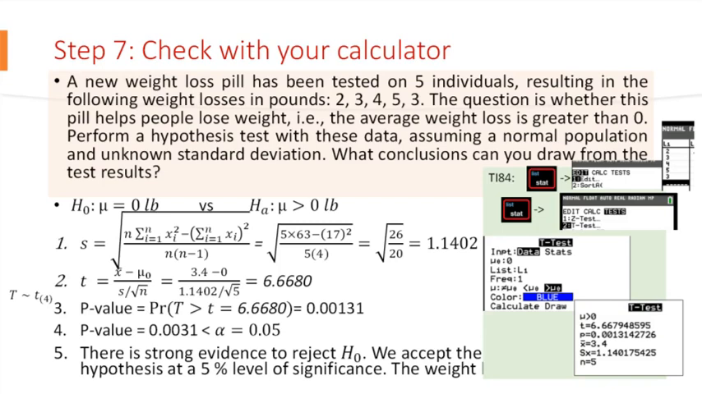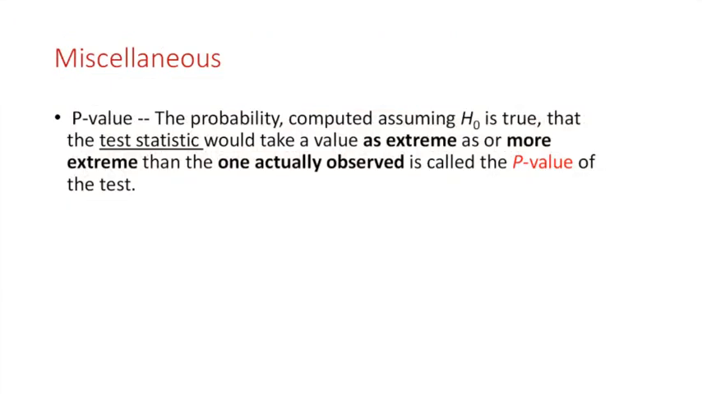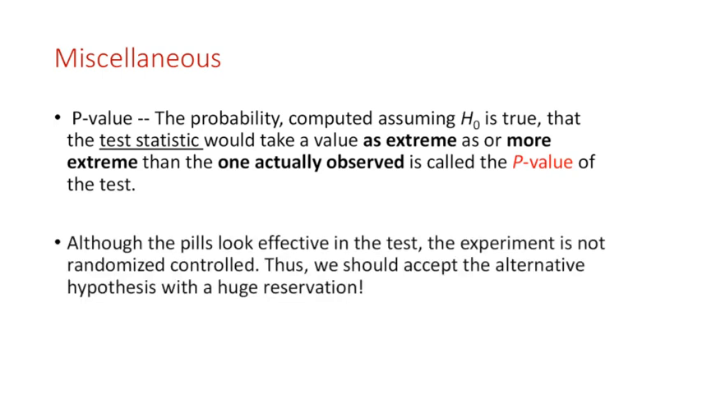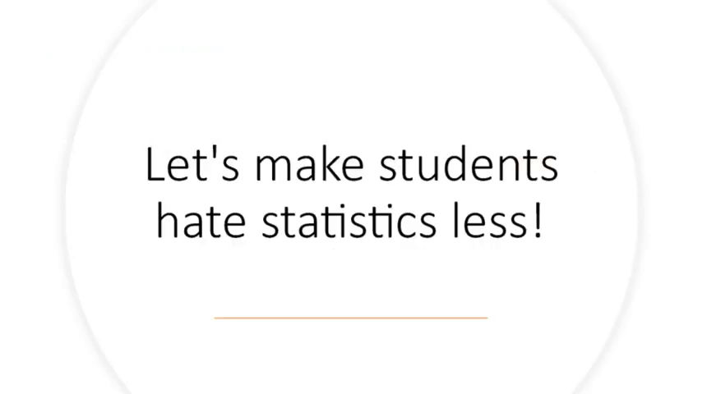Phew, what a task! Since we use the p-value in the hypothesis test, we once again repeat the definition of the p-value. The p-value of the test is the probability, computed assuming the null hypothesis is true, that the test statistic would take a value as extreme as or more extreme than the one actually observed. Besides, although the pill looks effective in the test, the experiment is not randomized controlled. Thus, we should accept the alternative hypothesis with a huge reservation. If you want to lose weight, it is better to do more exercise and eat healthier. Let's make students hate statistics less.